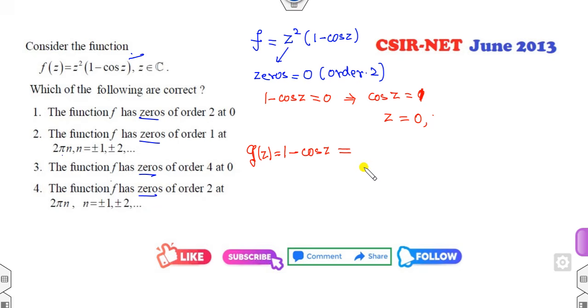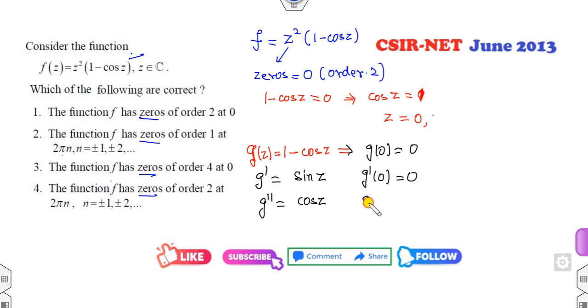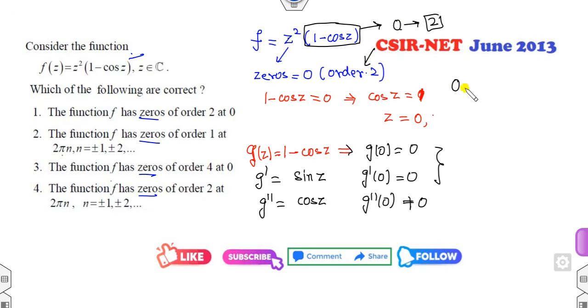Fine. Now, what is g of 0? 1 minus cos 0 is 0. What is the derivative? Sine of z. What is g dash of 0? 0. What is the second derivative? Cos of z. G double dash of 0 is non-zero. That means this function has a zero of order 2. So how many zeros of order? F at 0 has order 4. So this option, order 2, is cancelled.